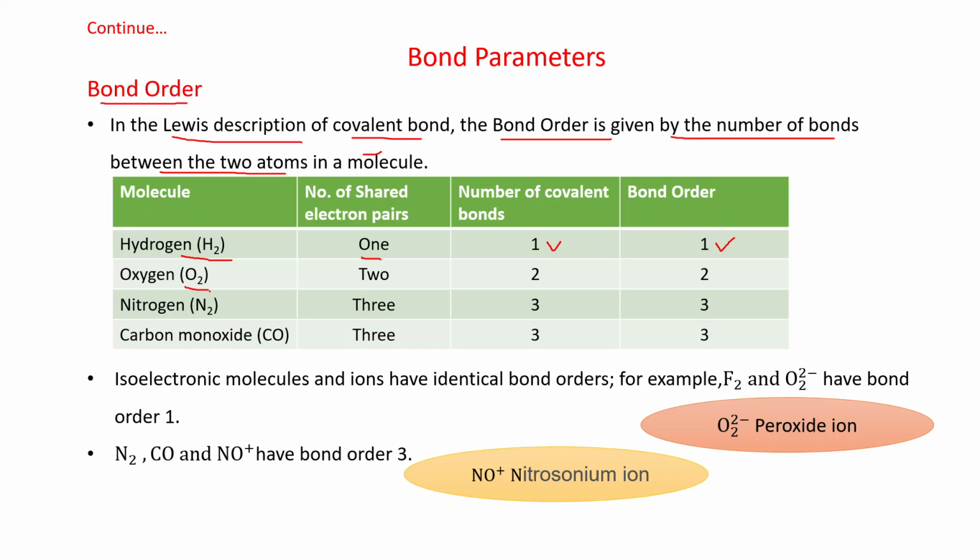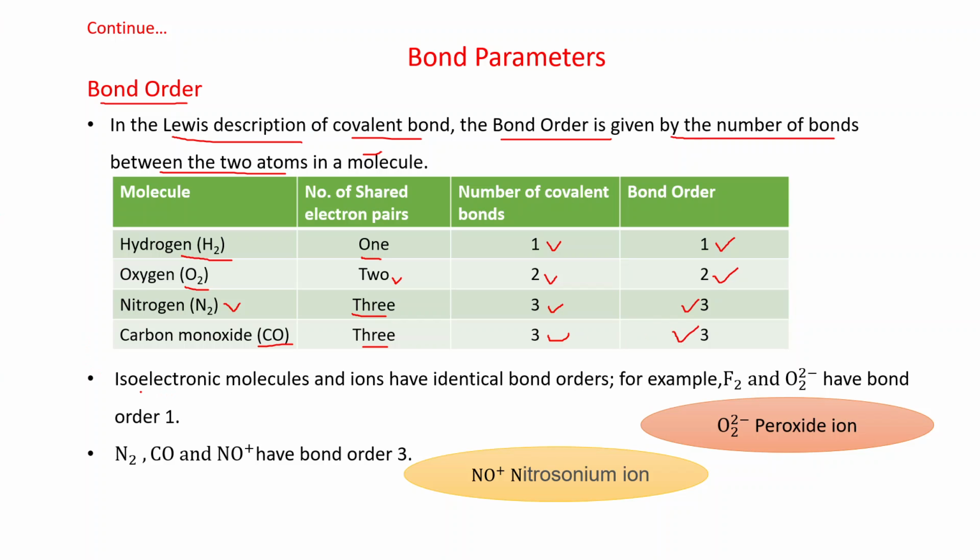In case of oxygen molecule, two pairs of electrons are shared. Number of covalent bonds is 2. That's why bond order is also 2. In case of nitrogen molecule, number of shared electron pairs is 3. That's why number of covalent bonds is 3 and bond order is also 3. Carbon monoxide, CO. Number of shared electron pairs is 3. Number of covalent bonds is 3. Therefore bond order is also 3.